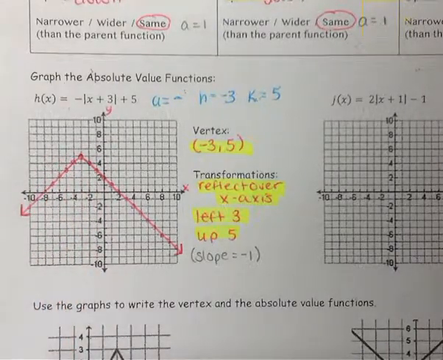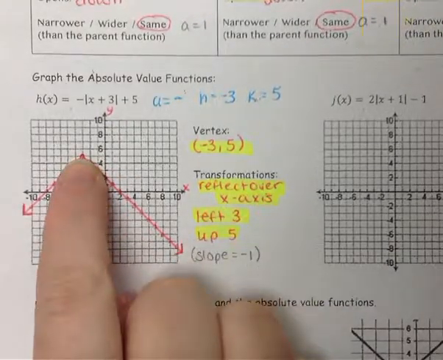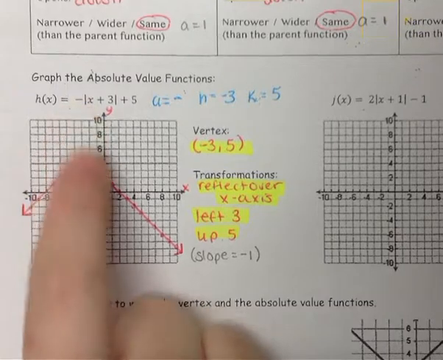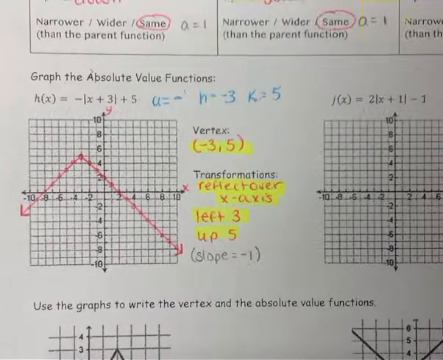So this is our graph where our vertex is our stopping point. So that means that we cannot go above that vertex since it's opening down. So this is different than graphing just two lines. We have to make sure we can see that vertex.